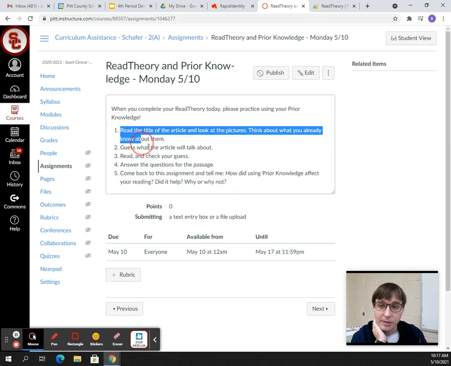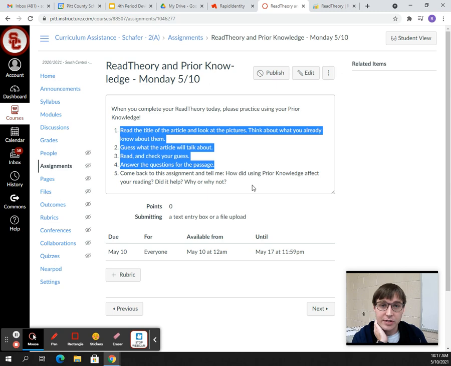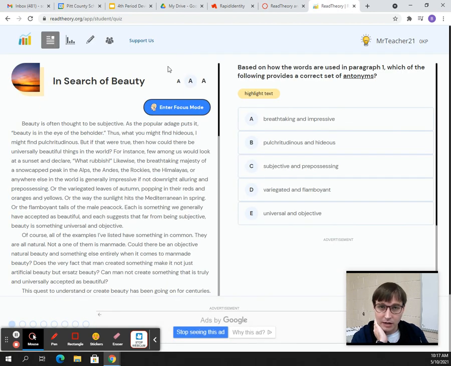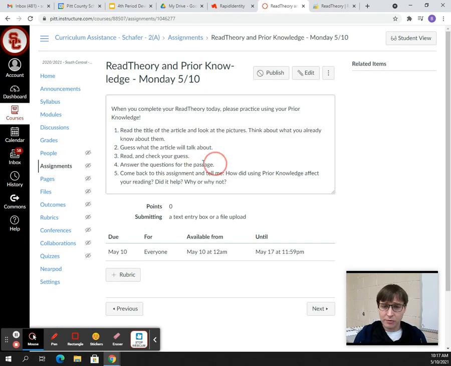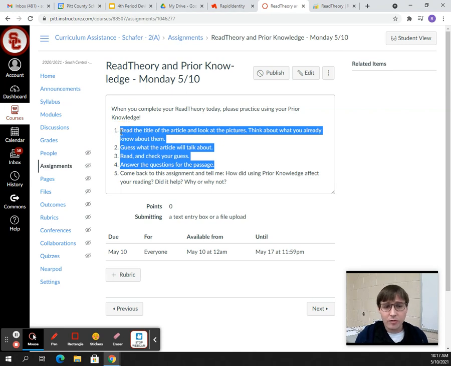So I have a bunch of steps written up here. Let me be very specific. These first 4 steps here are simply what I just did. I went through and looked at this article and thought about it, and then I read it. Steps 1 through 4, you don't have to answer any questions for me. You don't have to turn any work in to me. All of this is simply me asking you to look at the article, think about what you already know about it, make a guess about what it will say, and then read it, and then answer those questions.